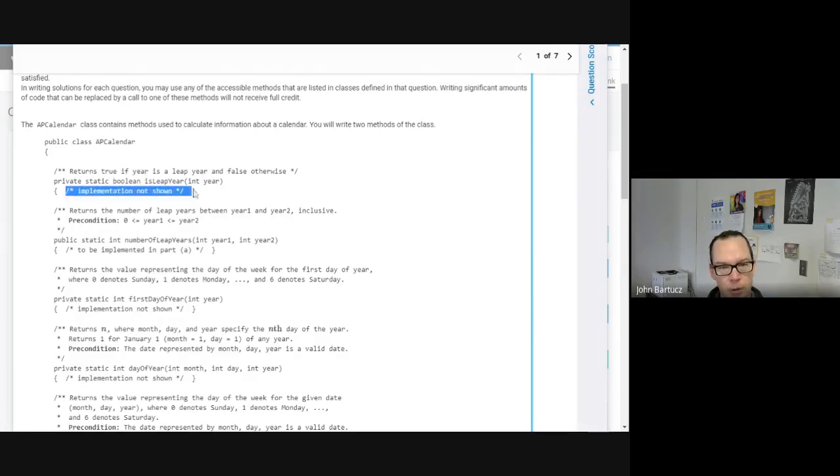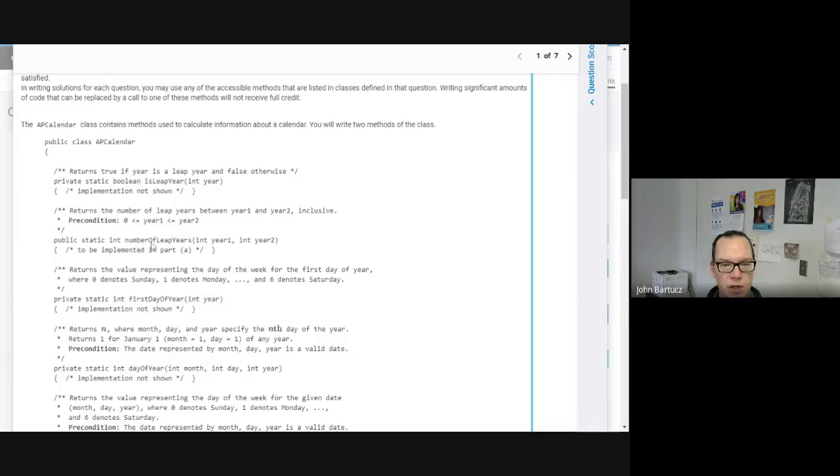They don't show you the implementation. This is really, really common in the AP questions because you don't care how they decide whether it's a leap year or not. That is not relevant to this question. You won't get or lose any points if you know how they do that. You can just assume that some magic happens here where when you pass in an integer, it correctly tells you true or false whether it is a leap year.